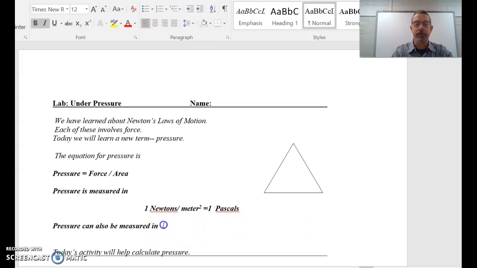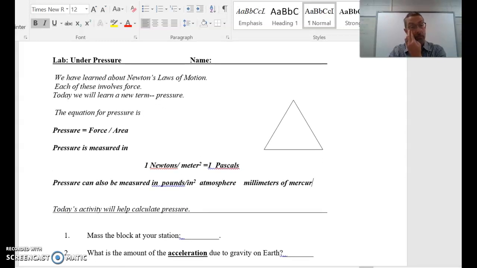There are other units you can measure pressure in. If you're filling up your bicycle or car tire, you might measure that in pounds per square inch. In chemistry, you might measure in atmospheres of pressure. Here on Earth, we experience 1 atmosphere of barometric pressure. If you are a meteorologist, you might measure pressure in millimeters of mercury. So there are lots of different ways you can measure pressure, and today's activity is going to help us measure pressure.